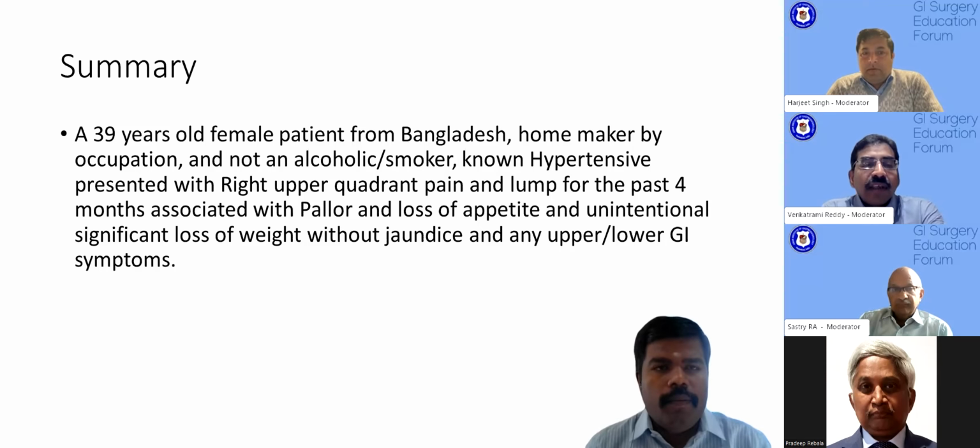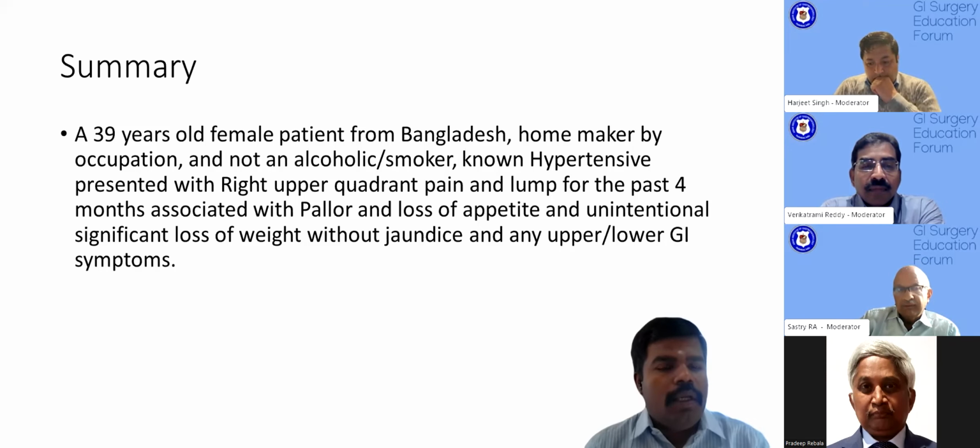Okay. So, what do you think from the history? Any differentials? From the history, I would like to offer a differential diagnosis, sir. Since she has pain and lump in the upper quadrant with loss of appetite and loss of weight, with a short duration of symptoms, it can be either carcinoma gallbladder. The second diagnosis will be secondary liver, and the third would be hepatocellular carcinoma.